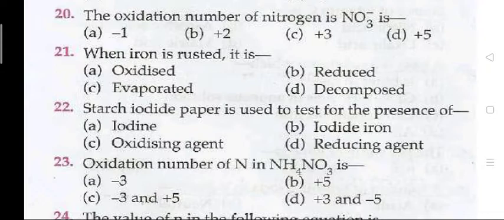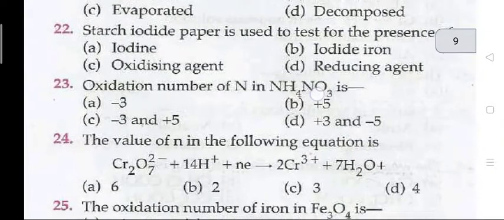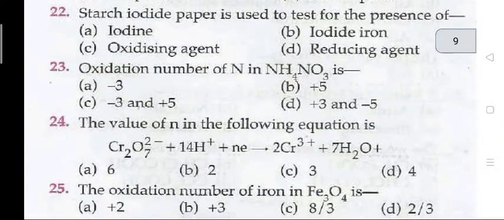Question number 21: when iron is rusted, it is oxidized. Question number 22: starch iodide paper is used to test for the presence of oxidizing agent. Question number 23: oxidation number of nitrogen in NH4NO3 is. The right answer is C, that is -3 and +5.